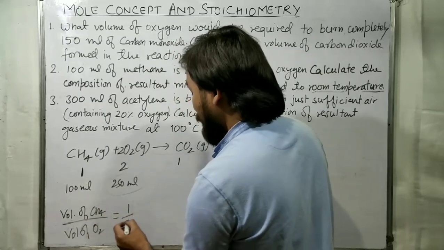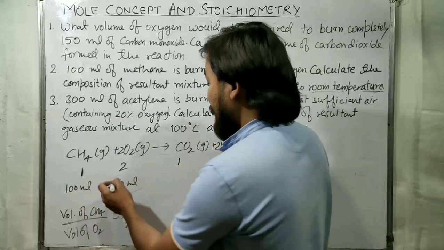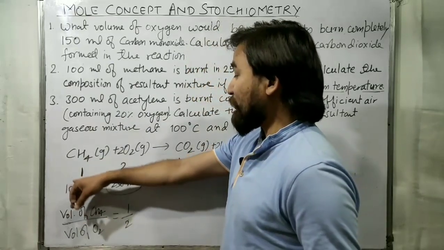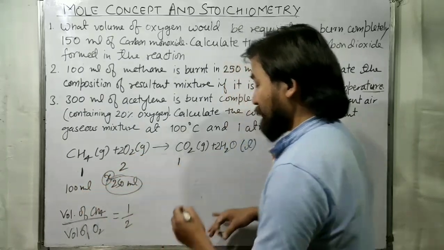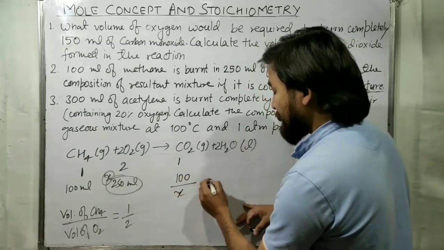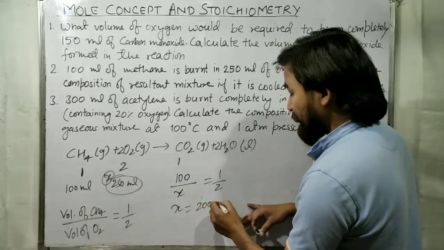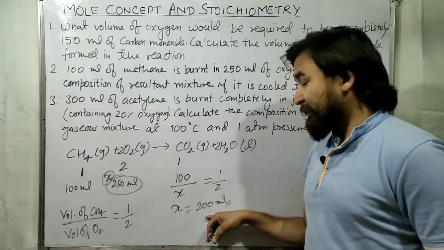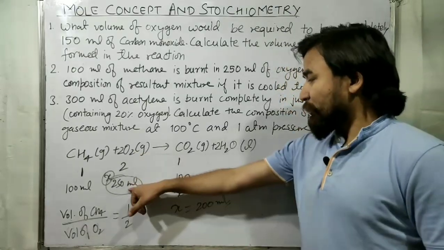The ratio should be 1:2. So let us say for 100 ml of methane, x ml of oxygen is required, because we don't know how much volume of oxygen is required to react with 100 ml of methane. So what will we do? 100 by x is equal to 1/2, or from here you can calculate x is equal to 200 ml. Now the volume of oxygen that we get here is 200 ml, but the volume of oxygen given to us is 250 ml.